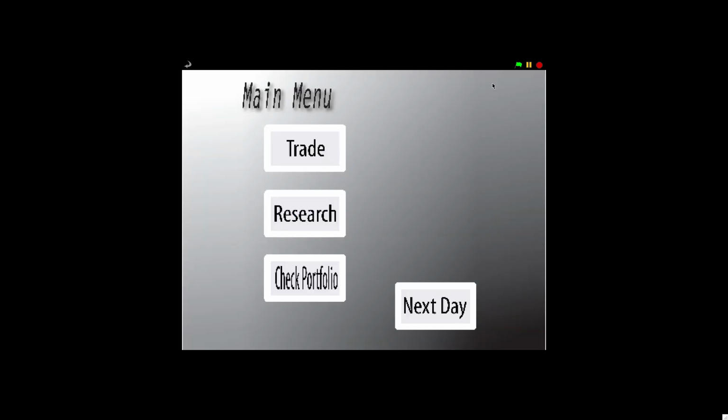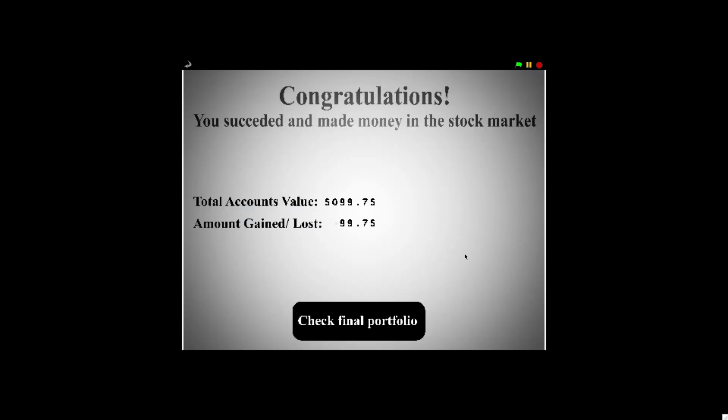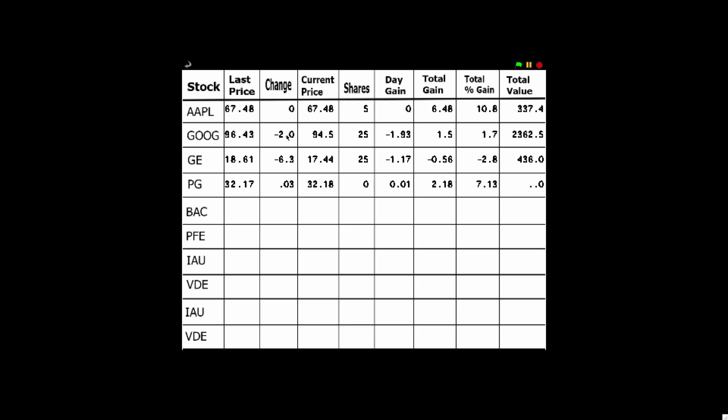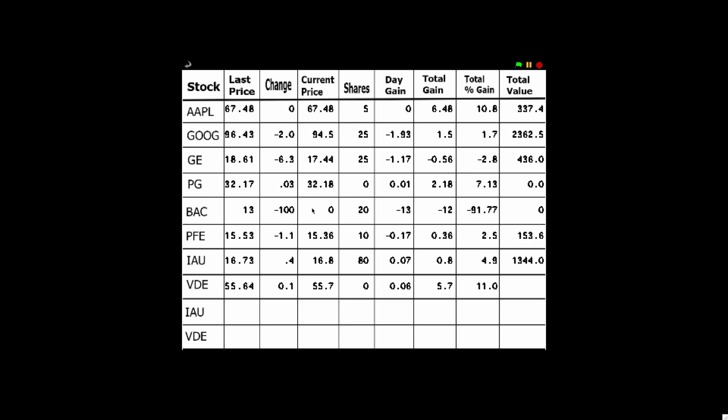Okay, so we're gonna go to the next day, which is the last day. So congratulations, you succeeded and made money in the stock market. So total accounts value is, oh, we only made $99. Let's check the final portfolio and see why. So Google actually went down the last day. That was a bad purchase. Bank of America, because of the housing market crash, that completely bottomed out. So we probably should have sold all of our shares in that.